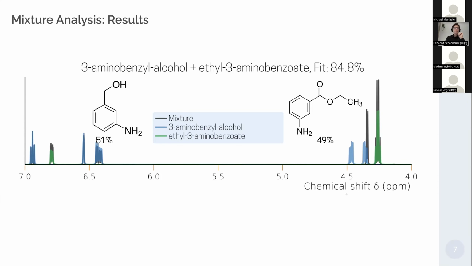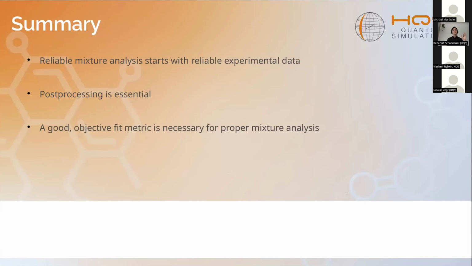And this already brings me to the summary. So reliable mixture analysis has to start with some reliable experimental data. You've seen that. We have to post-process this experimental data, otherwise we can't really do the fitting, and you should have an objective fit metric, otherwise you might end up with quite wrong results if you do it by hand. And that's it from my side.